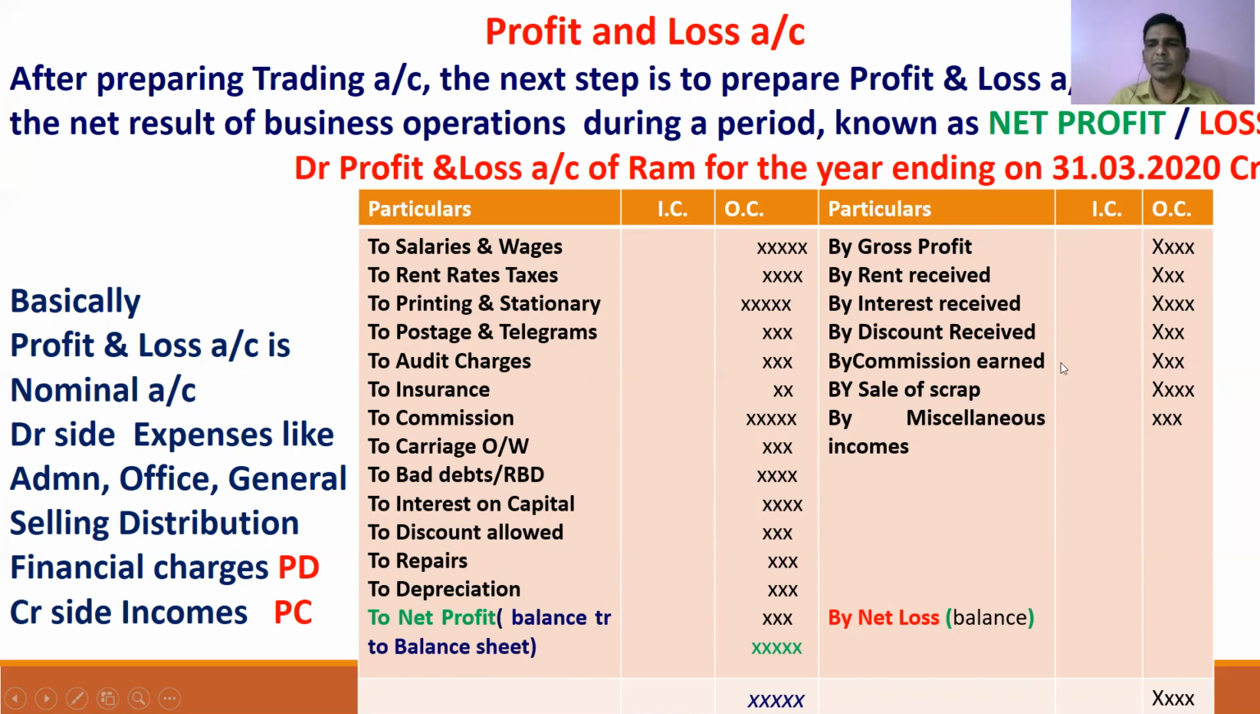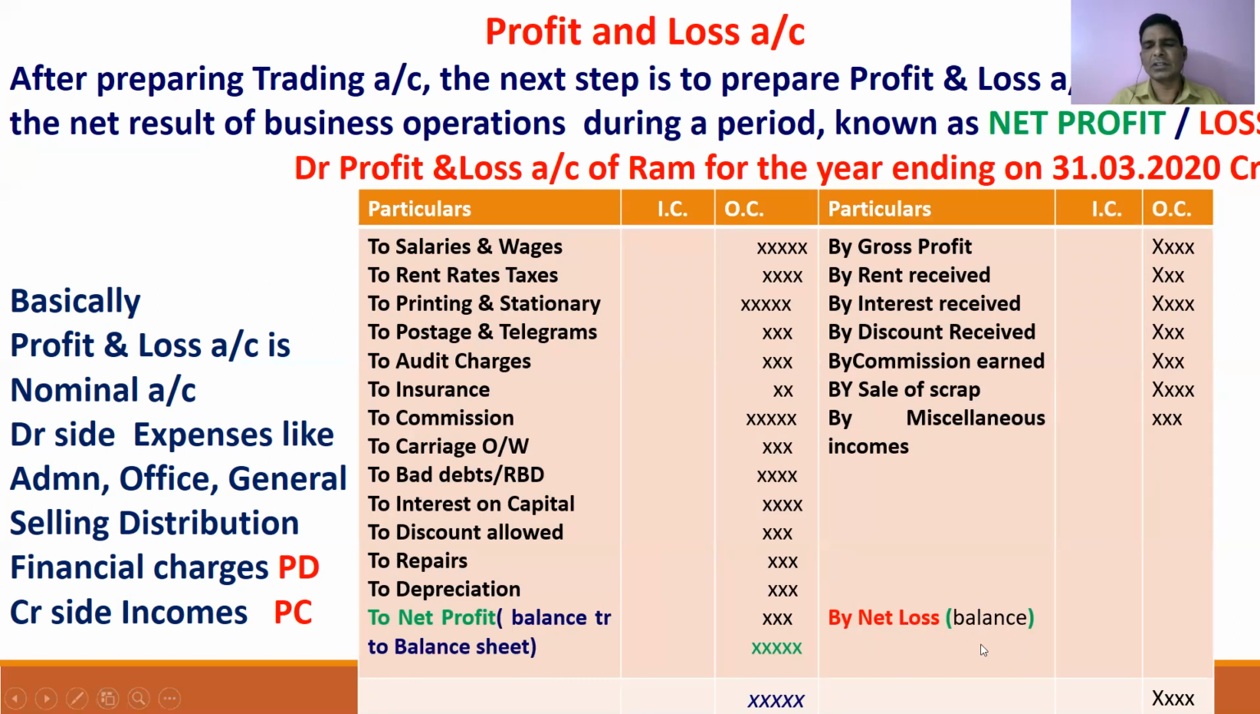If PCs are more, that is incomes are more, obviously we are going to get net profit, which is shown in green color. If PDs are more, that is expenditure is more, obviously we are going to get net loss, which is in red color. Both balances never come simultaneously; you get either a net profit balance or a net loss balance. So net profit or net loss, any one will be there. The net profit transferred to the balance sheet is added to the capital account.